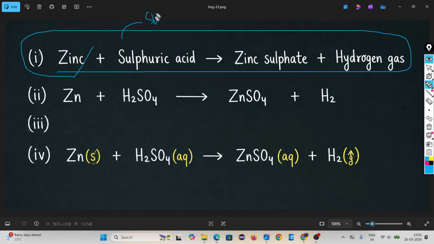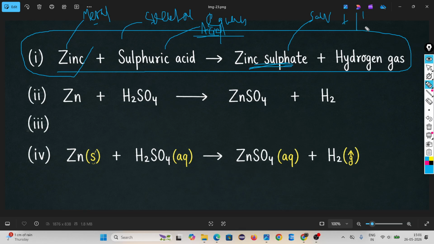It is a skeletal equation. Zinc plus sulfuric acid. Zinc is nothing but a metal. Sulfuric acid is an acid. You will learn everything in the upcoming chapter. Zinc sulfate is nothing but a salt. When a metal reacts with an acid, it gives us a salt and hydrogen gas. Then how to write it? Look.